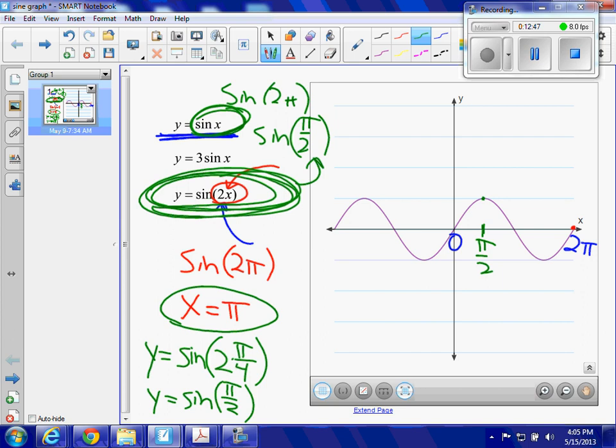That's the same y value as y is equal to sine pi over 2. Well, I know that sine pi over 2 is equal to 1. My x value now is pi over 4. So at pi over 4, which would be right here, my sine 2x value is going to be equal to 1. And like I did before, I'm going to get back to 0 over here at pi. Essentially, what's happened is I'm getting to these values for my parent function twice as fast. I am compressing the period of my sine function.